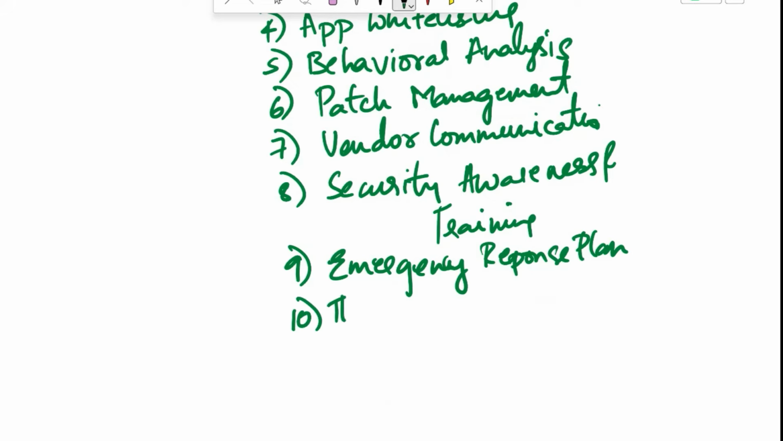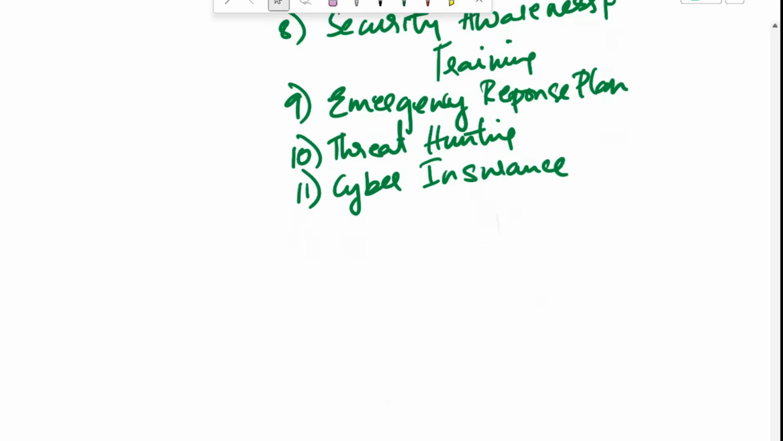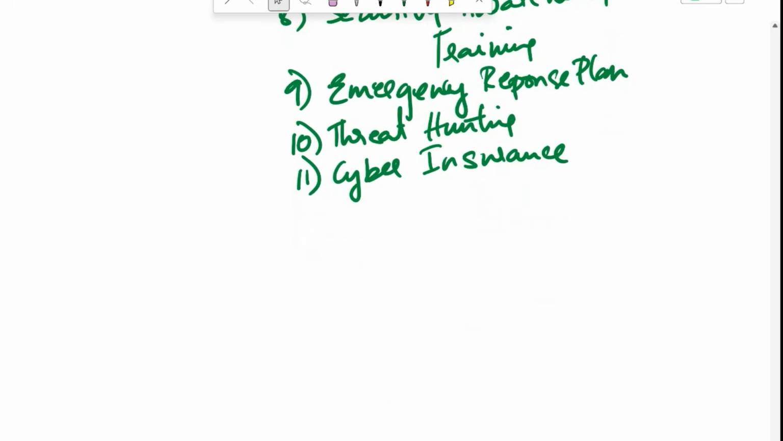Next is threat hunting. Proactively search for signs of compromise within the network using threat hunting techniques, aiming to identify potential zero-day attacks. Next is cyber insurance. Consider cyber insurance to mitigate potential financial losses resulting from zero-day attacks.